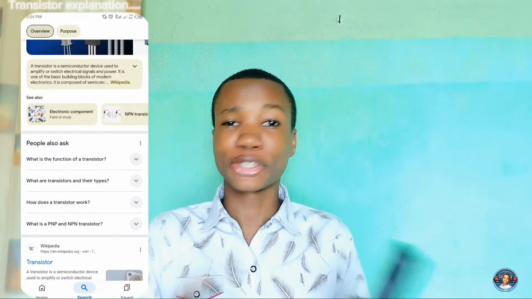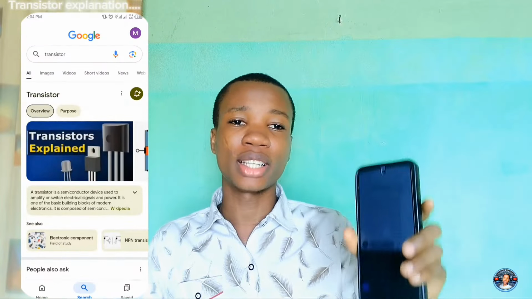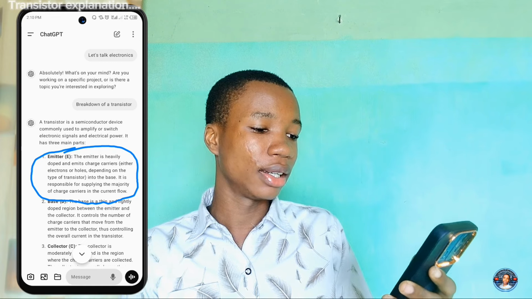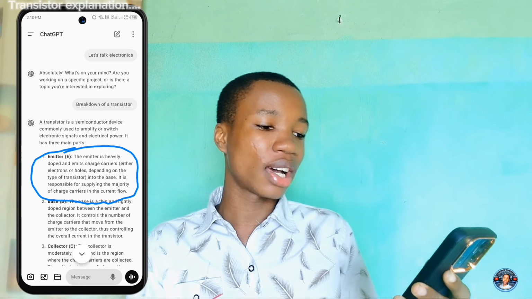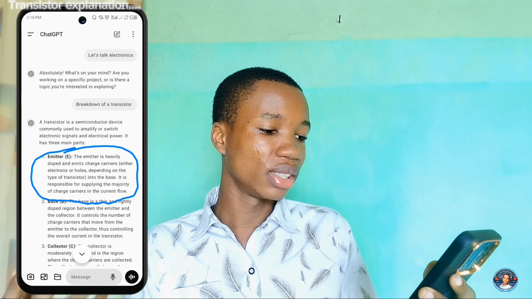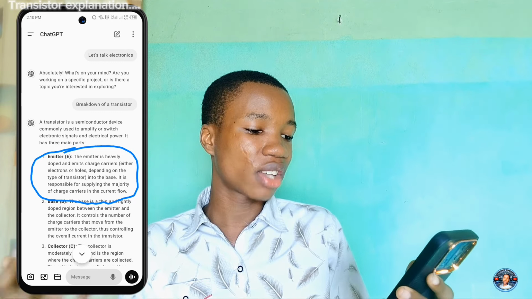You can see that on the internet there are a lot of definitions of the transistor terminals. I found one on ChatGPT right here. It says the emitter is heavily doped and emits charge carriers, either electrons or holes depending on the type of transistor, into the base. It is responsible for supplying the majority of charge carriers into the flow. There are different definitions of transistors online, and you can get a lot of them, but all are still good if you really understand it.